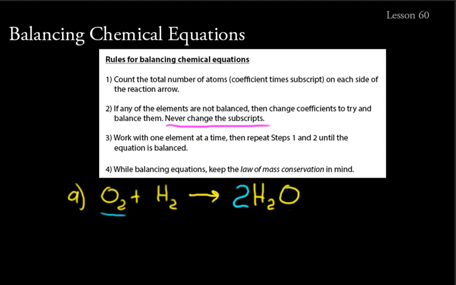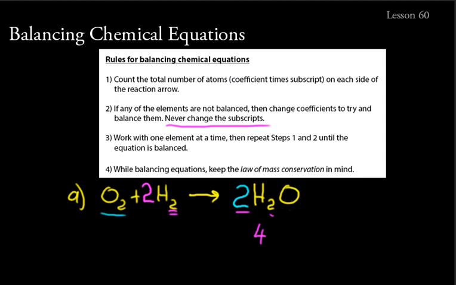So that's what step 3 says, right? Work with 1 element at a time, then repeat steps 1 and 2 until the equation is balanced. So now we go back and we count. We see 2 oxygens on each side, but then we look at H2 and we see 2 there, and then 2 times 2. Now we have 4 hydrogens on the right. And 2 times 1 is 2 oxygens. So what do we need to do to the hydrogen? Well, on the left, can't we just multiply that by 2 there?